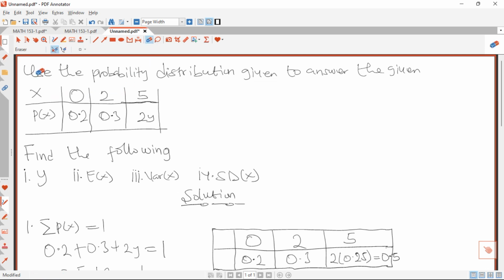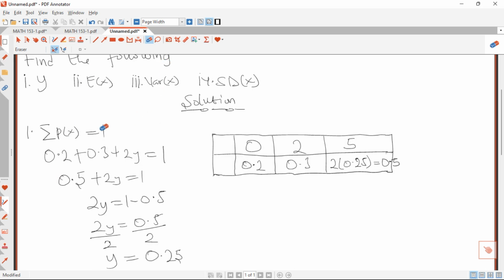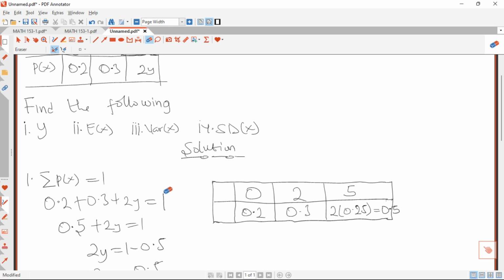Here it says use the probability distribution given to answer the question. We have x to be 0, 2, and 5, and P(x) to be 0.2, 0.3, and 2y. The first question is to find y, and we know that when we sum the probabilities, it is equal to 1. So you just sum the probabilities and equate to 1 to get y: 0.2 plus 0.3 plus 2y is equal to 1.